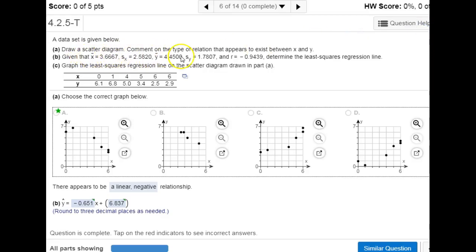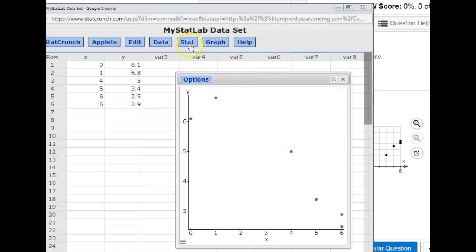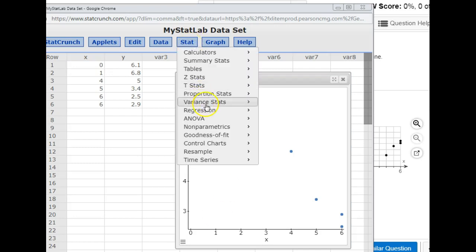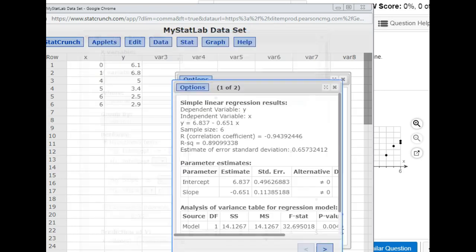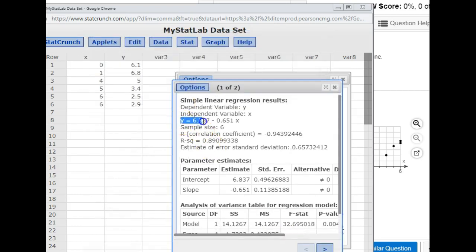To calculate that by hand, you have to do a bunch of computations, but we're going to use StatCrunch to do those computations for us. So simple linear regression between our x and our y is going to come back and give us right here that least squares regression line that we want.